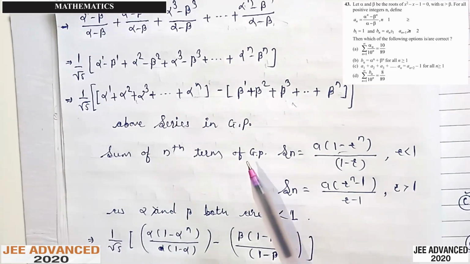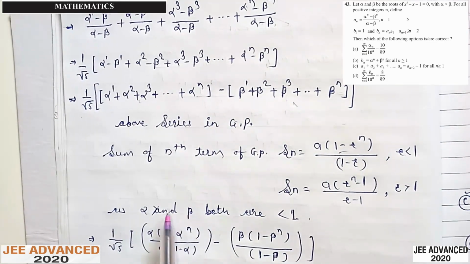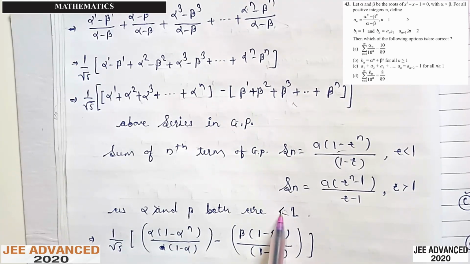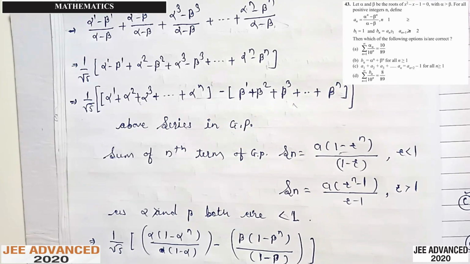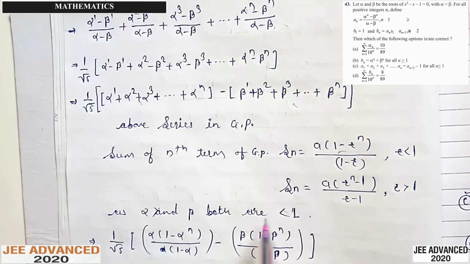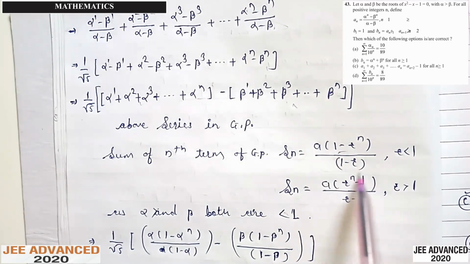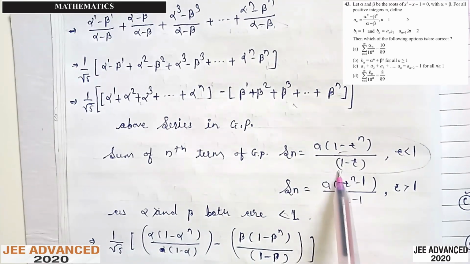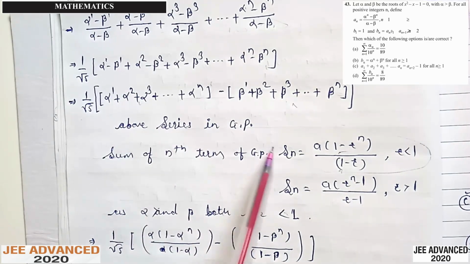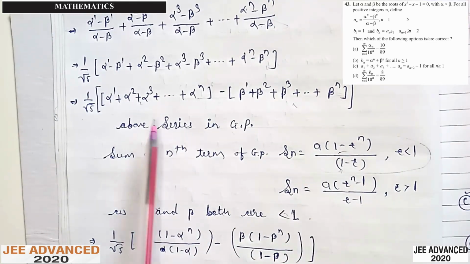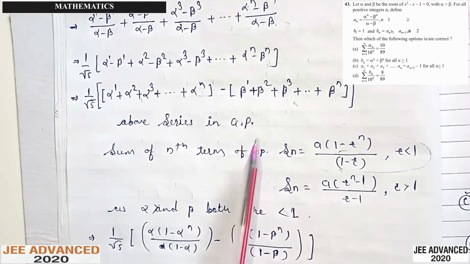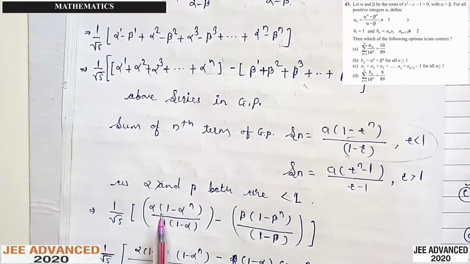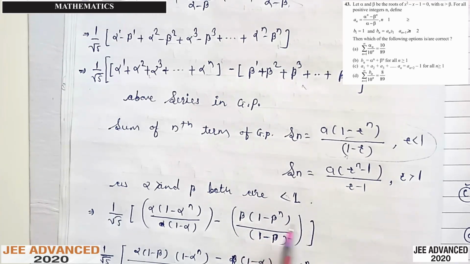So after applying this, as we know that alpha and beta are smaller than 1, okay. If you don't know, you may calculate 1 plus root 5 by 2 and 1 minus root 5 by 2, find their division and addition, and you will get their values smaller than 1, okay. So if alpha and beta are smaller than 1, we have to apply this result, okay. So here a is the first term, r is the common ratio. So the first term is alpha, common ratio is alpha. First term beta, common ratio beta, okay.